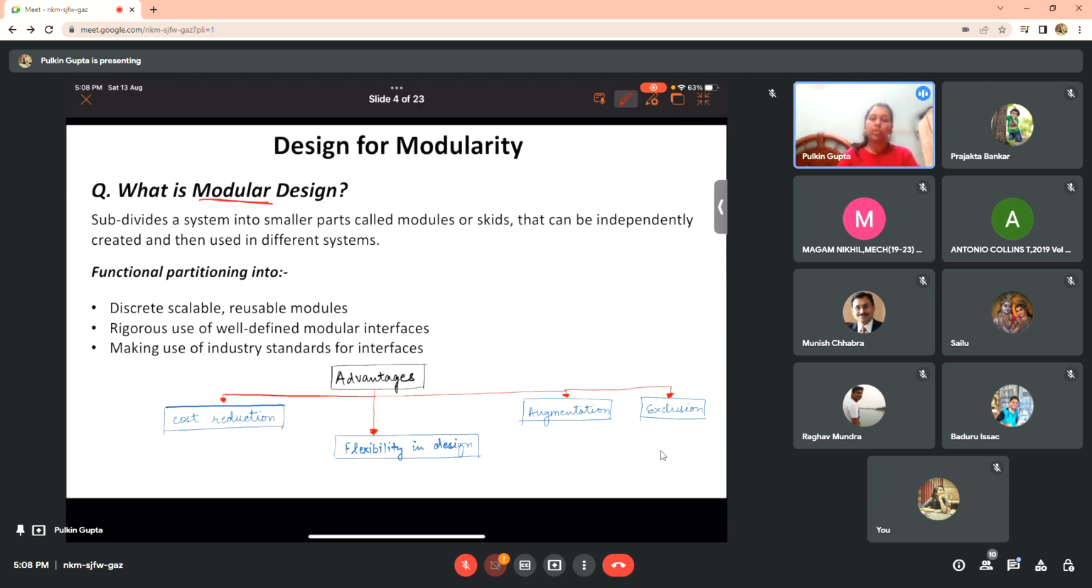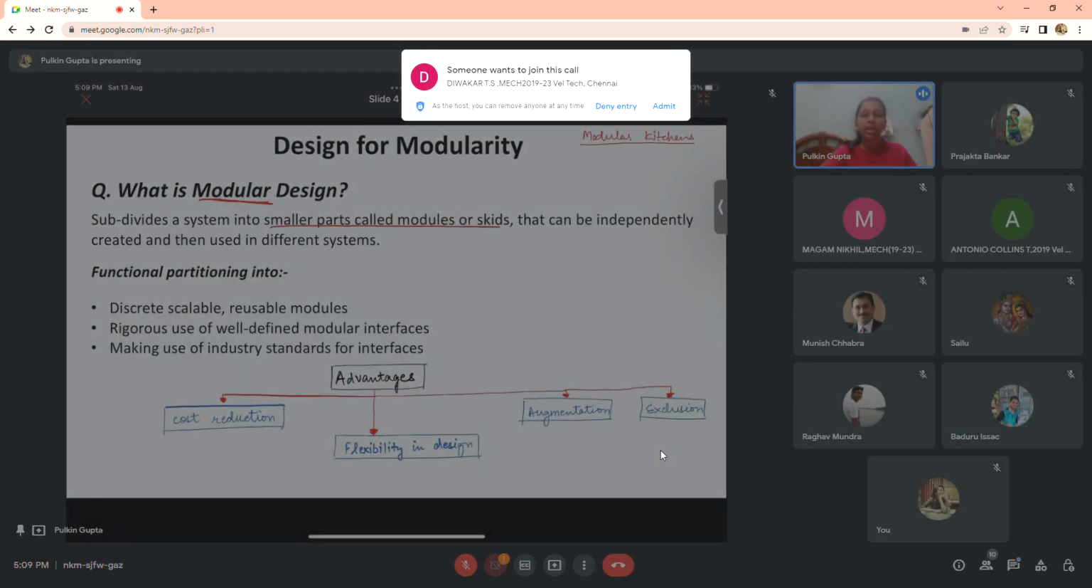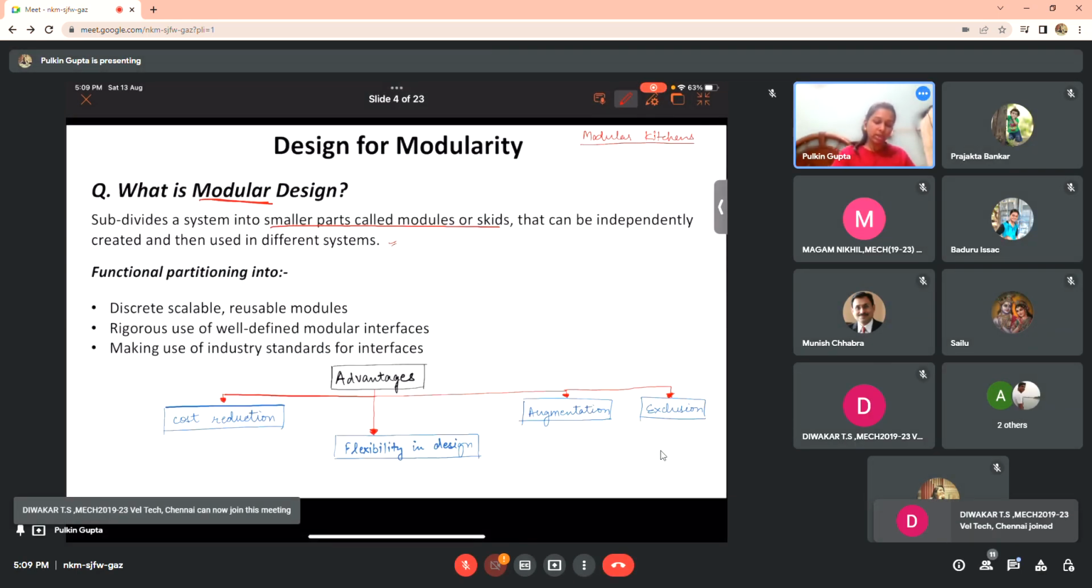This term modular is very common, and in the household we have heard it very frequently in terms of modular kitchens. They utilize our space efficiently and effectively such that we have enough storage space, and all our articles are kept there in an efficient manner. The same perspective is there in design. We subdivide a system into smaller parts called modules or skids, and they can be independently created and then used in different systems.